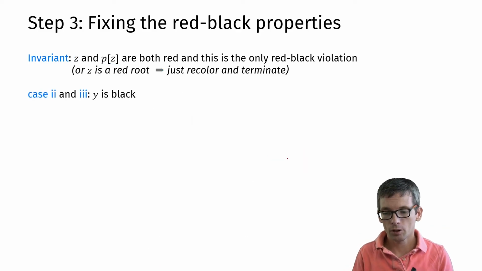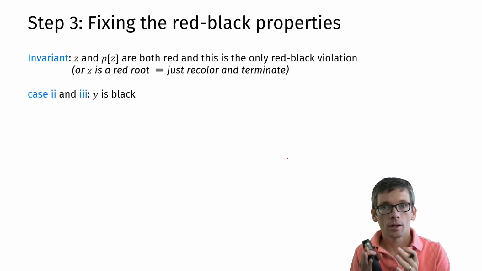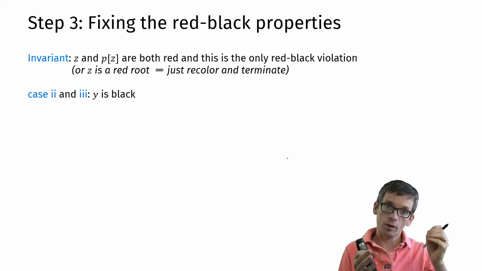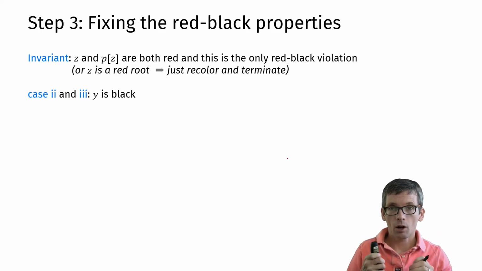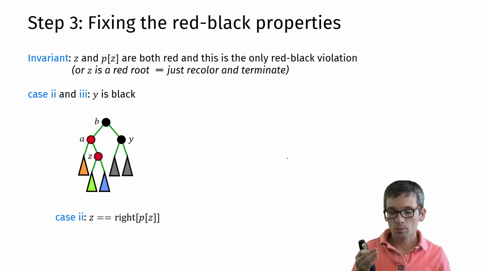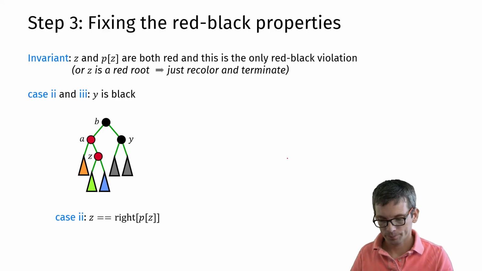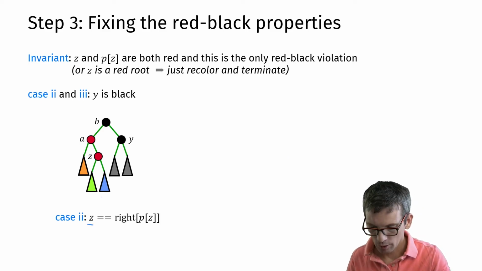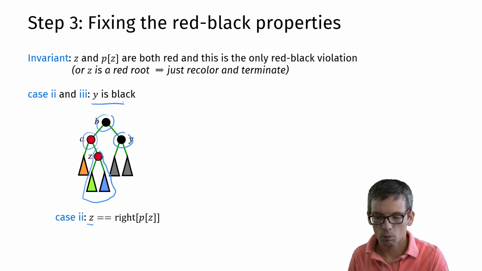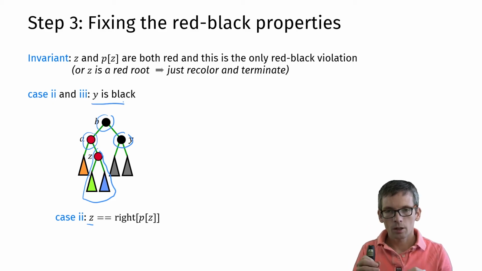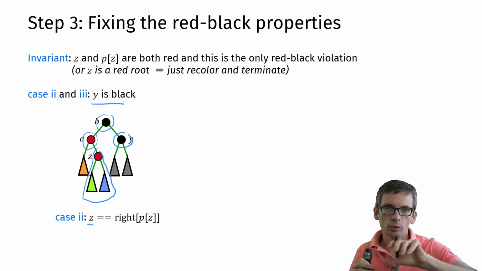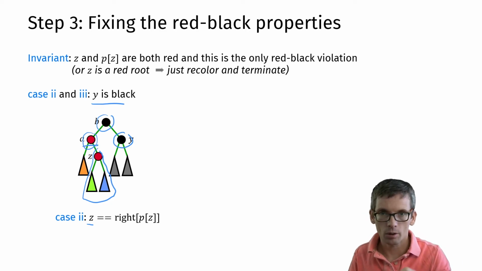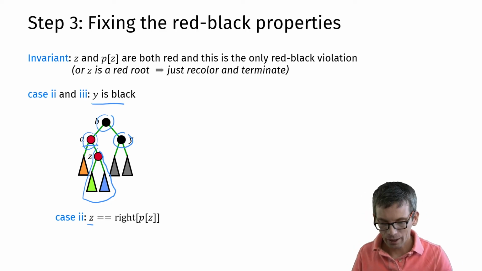This leaves 2 cases to do, and in both of these cases Y, the other child of the grandparent, is black. And now our case distinction works as follows. Let's assume that Z is a right child of its parent. So I'm in the situation where Z sits here. This is the parent, this is the grandparent, and as we said, Y is black. So now we do a left rotation around A, so around the parent. What do we get?